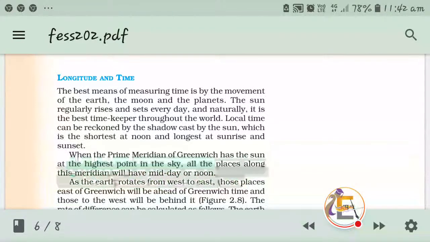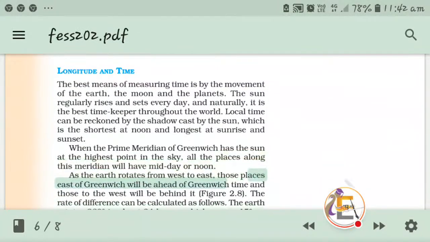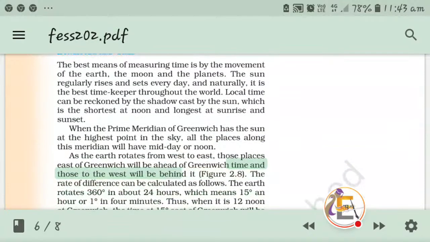As the Earth rotates from west to east, those places east of Greenwich will be ahead of Greenwich time and those to the west will be behind it, figure 2.8. The rate of difference can be calculated as follows. The Earth rotates 360 degrees in about 24 hours, which means 15 degrees an hour or 1 degree in 4 minutes.